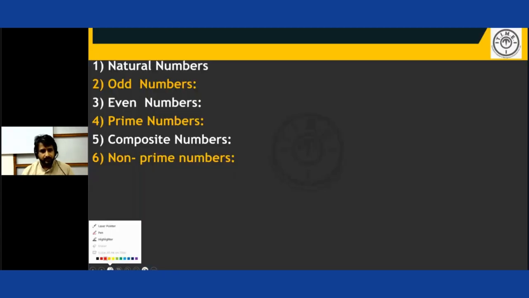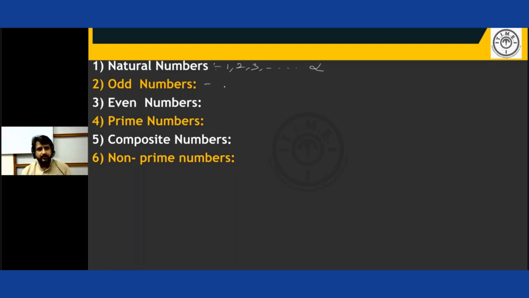Now, to answer the number series questions, first we should be thorough with the fundamentals and basics. Those are natural numbers, odd numbers, even numbers, prime numbers, composite numbers, and non-prime numbers. Natural numbers are nothing but countable numbers. They start from 1, 2, 3, and so on till infinity. Odd numbers are the numbers which are not divisible by 2: 1, 3, 5, 7, and so on. Even numbers are the numbers which are exactly divisible by 2: 2, 4, 6, 8, and so on.